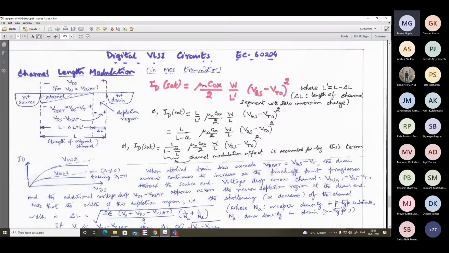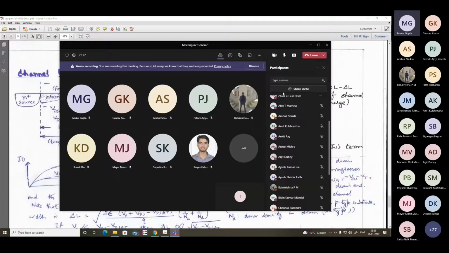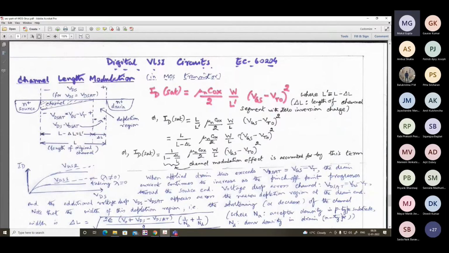Okay, mobility of the N type carriers. COX gets capacitance per unit area. Yes sir, any doubt? Sir, can you please explain how did we get that range of threshold voltage? Okay, right, thank you.